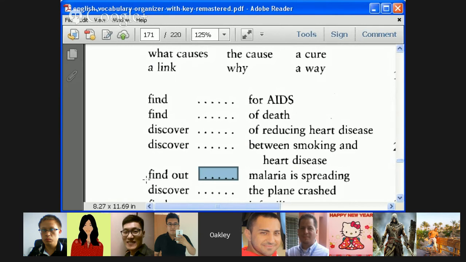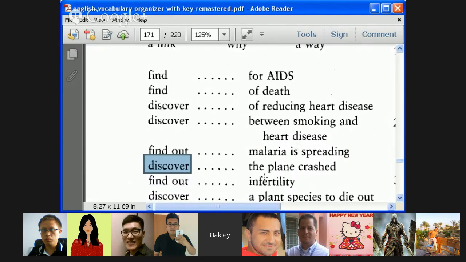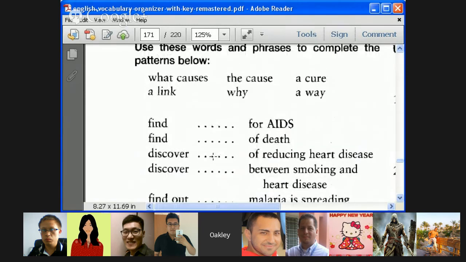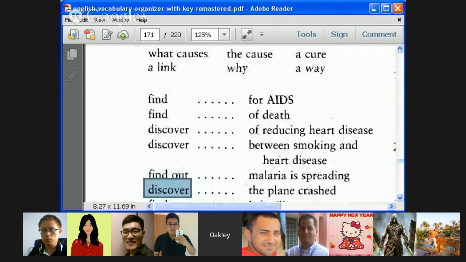Okay. Oh, here's a topical answer. Ali? Okay. Yeah. Discover what is this, the plane crashed.